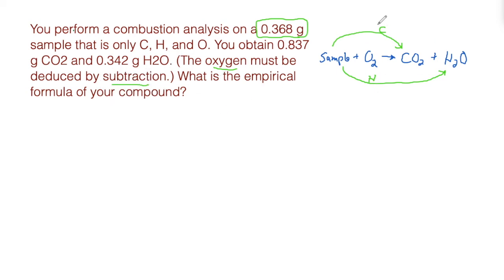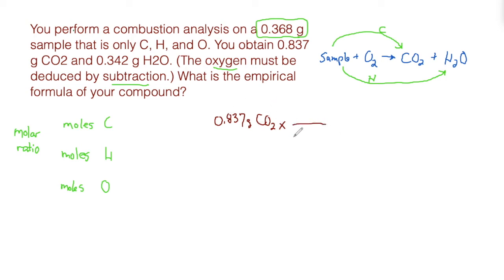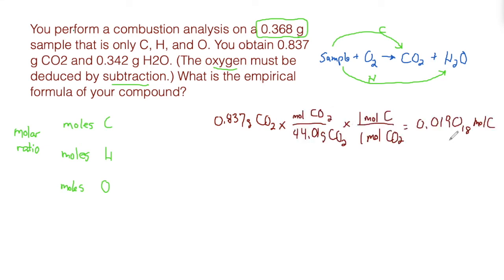So first let's figure out our moles of carbon and moles of hydrogen like we did on the previous example, because the molar ratio needs the moles of carbon, the moles of hydrogen, and the moles of oxygen. So let's go ahead and use the carbon dioxide to calculate the moles of carbon. So we have the molar mass, and this comes out to be 0.0190 moles of carbon. Let's write that down over here.